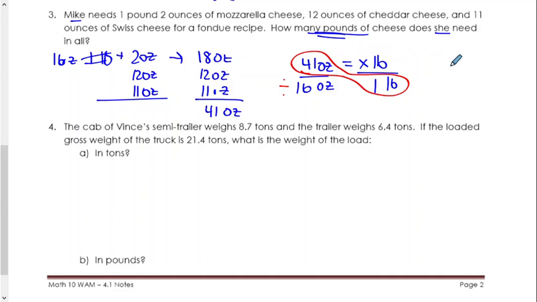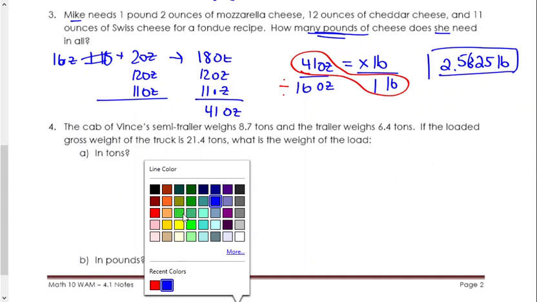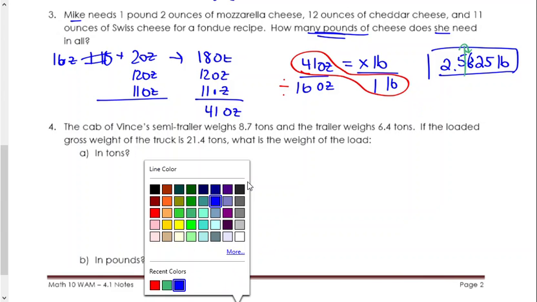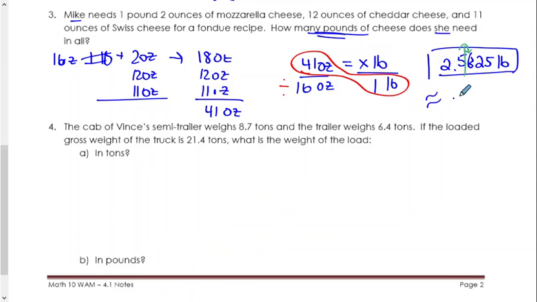And when you do that, you get 2.5625 pounds. So I need 2.5625 pounds, or if you were just going to round that to the nearest 1 or 2 decimal places, take a peek over, I need about 2.6 pounds of cheese. Delicious, delicious cheese. Okay.